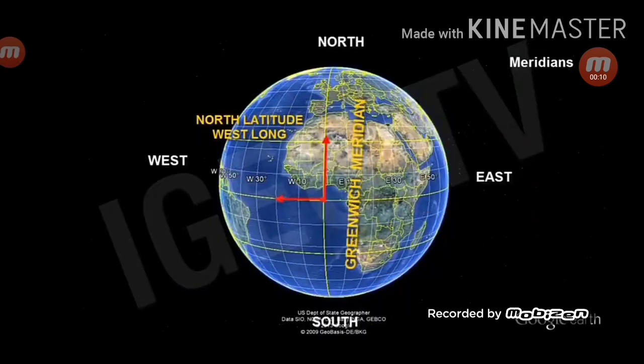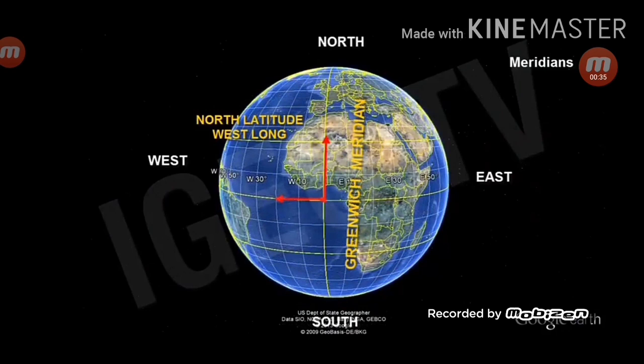The angular distances of the other meridians from the prime meridian are measured in degrees and are called longitudes. The 0 degree and 180 degree meridians lie opposite on the globe, forming a circle. This circle divides the earth into the eastern and western hemisphere. All meridians are equal in size.